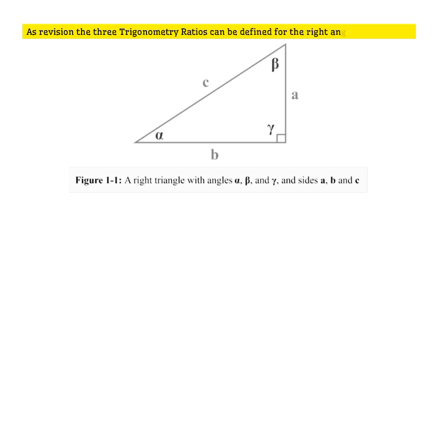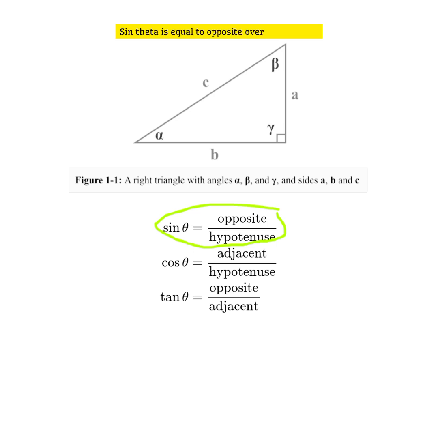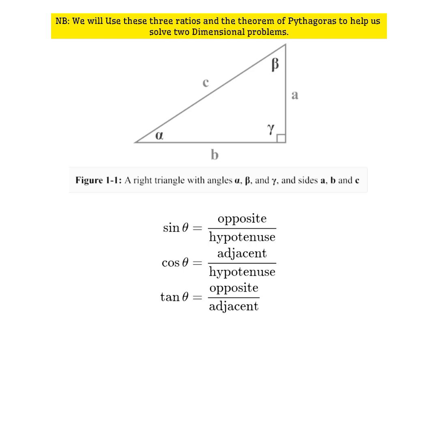As revision, the three trigonometry ratios can be defined for the right-angled triangles as sin theta is equal to opposite over hypotenuse. Cos theta is equal to adjacent over hypotenuse. Tan theta is equal to opposite over adjacent. And we will use these three ratios and the theorem of Pythagoras to help us solve two-dimensional problems.